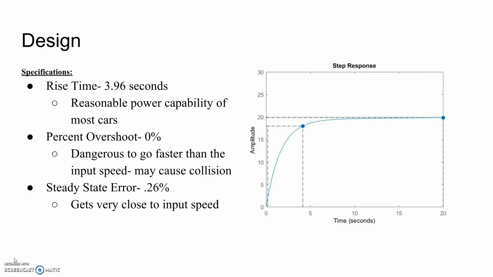The percent overshoot for our final design was 0. This is important because we felt like it would be dangerous going faster than the input, even if it were for a short time. Finally, the steady state error was 0.26%, which is well within our bounds. This is good because it means we get very close to the input speed.